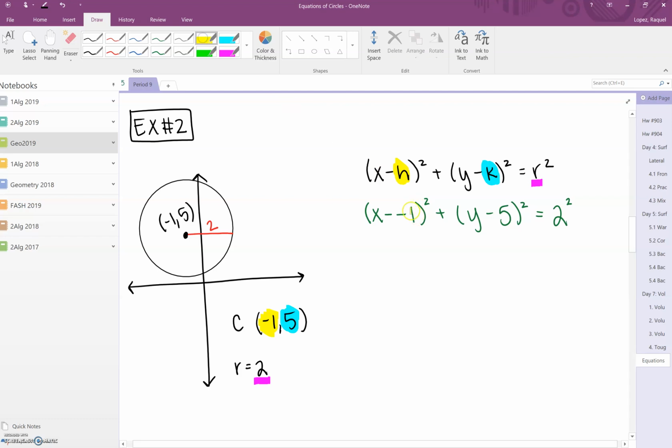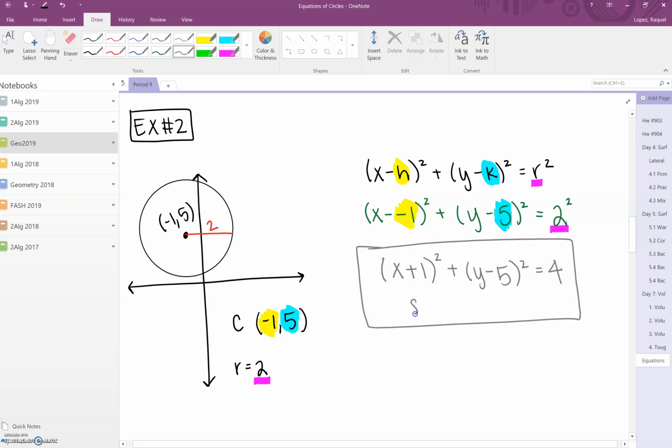Now, when you guys are plugging these values into the equation, what you'll notice with the x coordinate is that I've got two negatives. So when I go to simplify, if I've got minus a negative number, I can rewrite that as x plus that number. So (x plus 1) squared plus (y minus 5) squared, and then 2 squared is 4. So this is my simplified version of my equation.